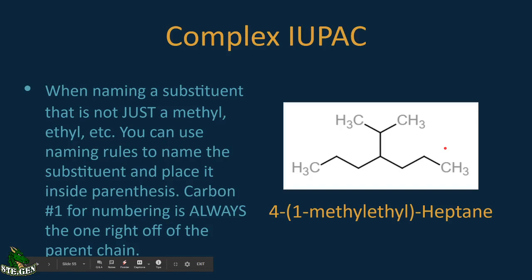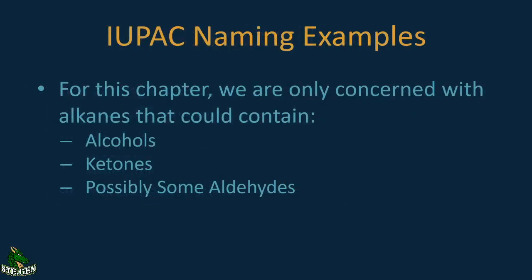Okay, that's a whole lot of rules. Now that you've got the rules, I've got a bunch of examples, like a ton of them. For this chapter, we're only going to be concerned with alcohols, ketones, and aldehydes. So don't freak out about amines, amides, anything like that yet. They'll come up in later chapters.